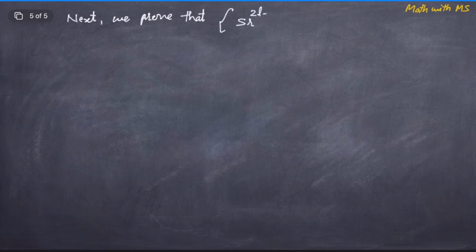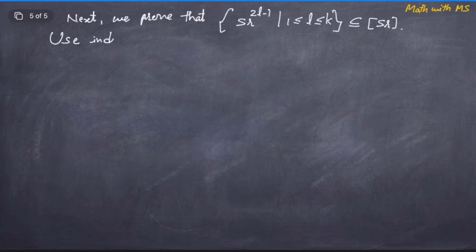Next, we prove that this set s r to the power of 2l minus 1, where l is bigger than or equal to 1, less than or equal to k, is contained in the conjugacy class of the element sr. We proceed by induction. Use induction on l. Of course, if l is equal to 1, then the element is nothing but s into r, which of course falls in its conjugacy class sr.